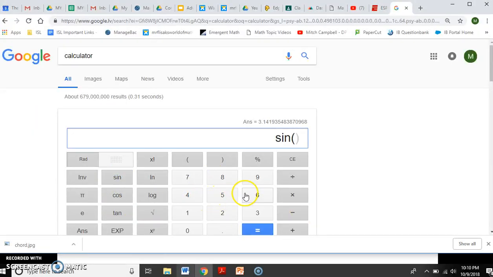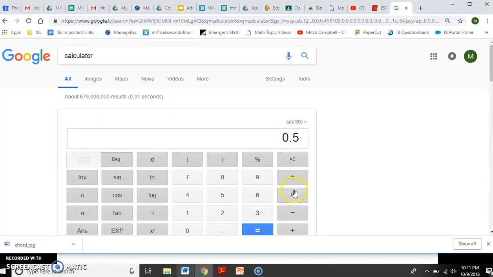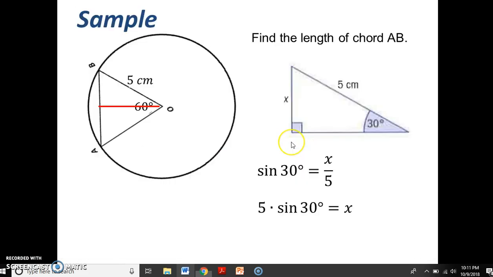Sine and 30. And I want you to note that, oh wait, that's not right. That this right here, right now is in radians. I'm going to click this here and make sure we see DEG, which is degrees, because we're using 30 degrees. So make sure you do that if you're using the Google calculator. Degrees, all right? I'm going to do sine of 30 equals. Gives me this value. And then we have to do sine 30 times 5. So I'm going to multiply that by 5. And I actually get 2.5.